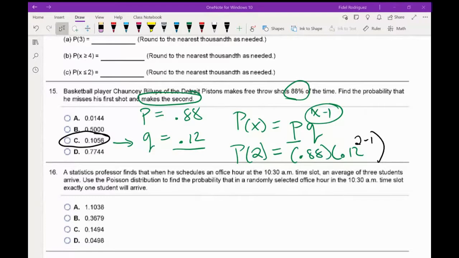So let's see. Any other questions anyone has about anything here from the review?